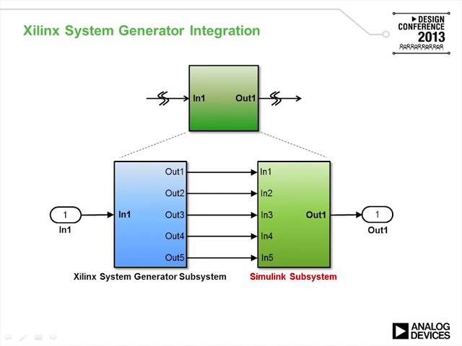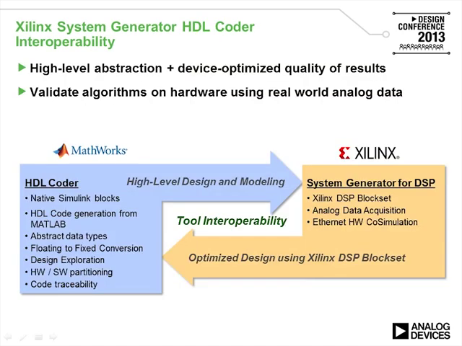Our system model contains both Xilinx System Generator and Simulink blocks. Let's see how these can be used together. Using both Xilinx System Generator blocks and HDL Coder from MathWorks plays to the strength of both tools. With HDL Coder, you get access not only to the algorithmic base of native Simulink blocks, but you can also generate HDL directly from MATLAB. Using HDL Coder, you can utilize the abstract data types and floating to fixed point conversion capabilities of Simulink, along with flexibility to perform design exploration and model elaboration.